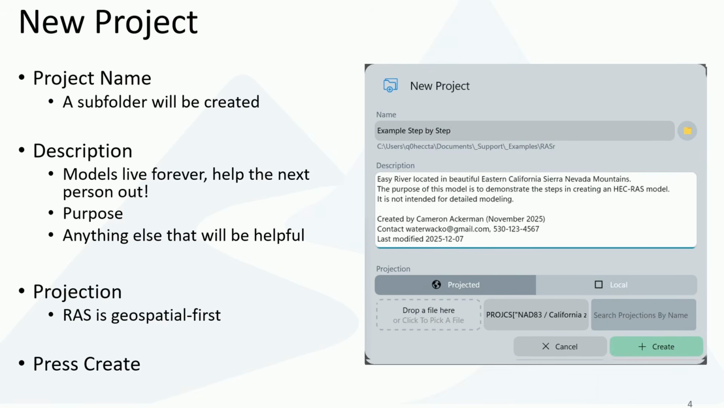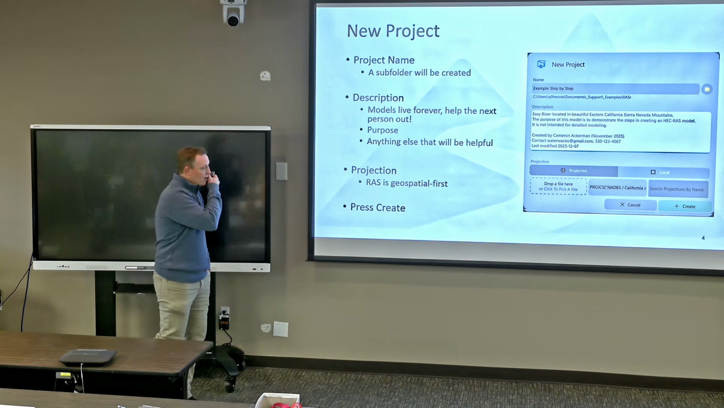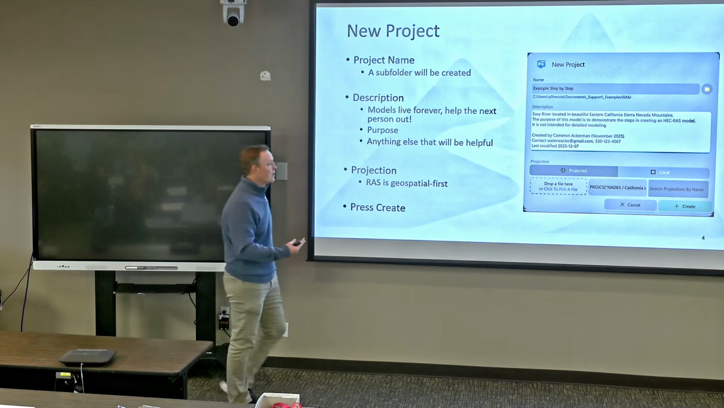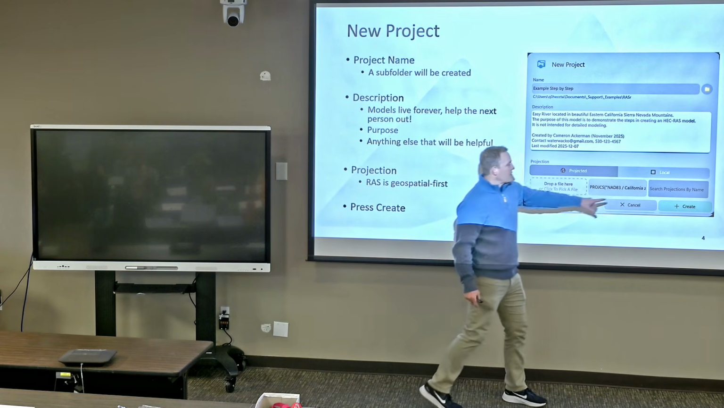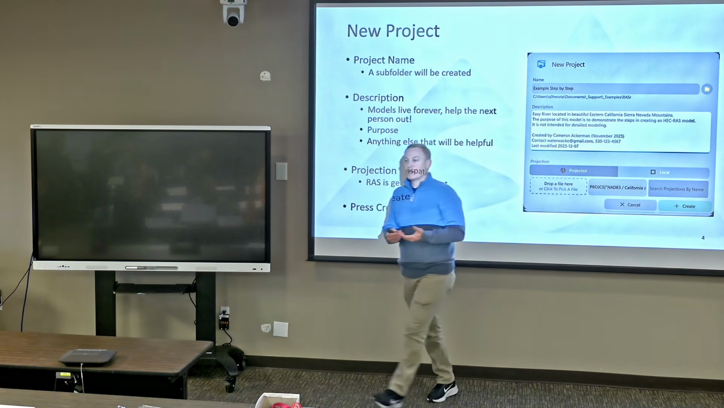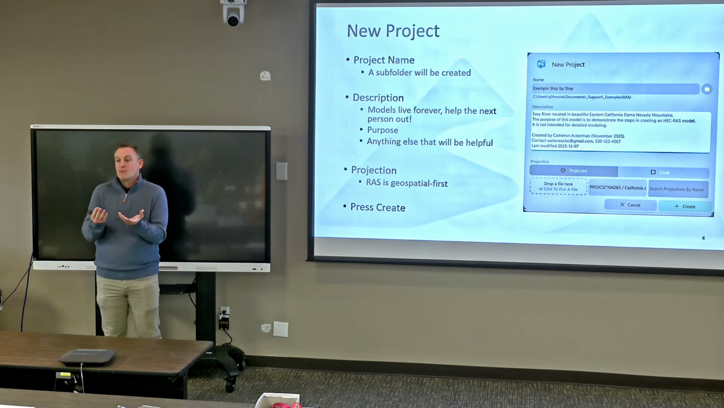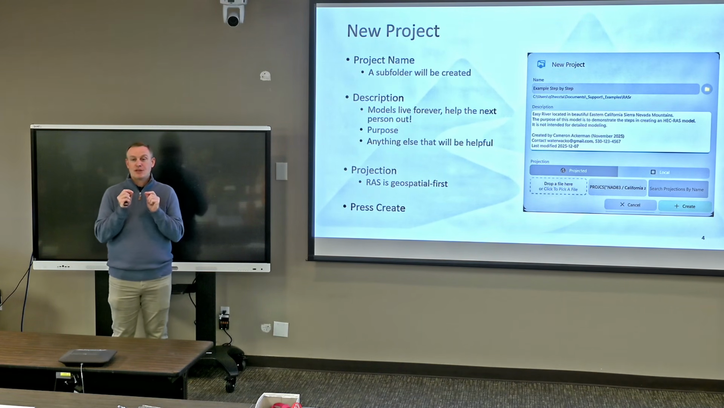After you provide your description, you're gonna set your projection. You guys have seen it twice today already. Drag and drop a PRJ file on there, that's the best way. You can search for projection by name. I'm probably the only person in here who will say don't use it that way. Stanford loves it. I don't, because I don't trust EPSG codes.